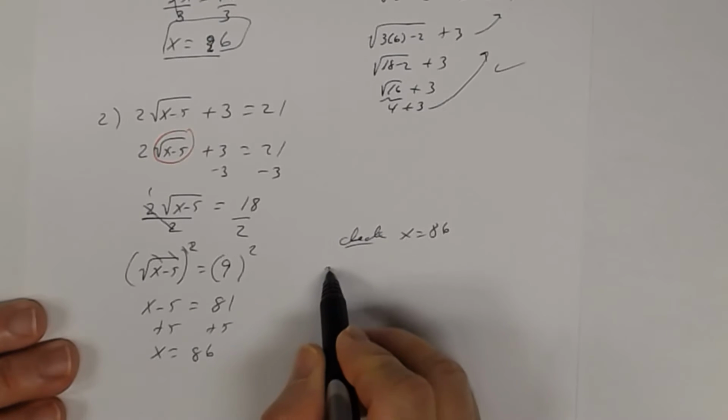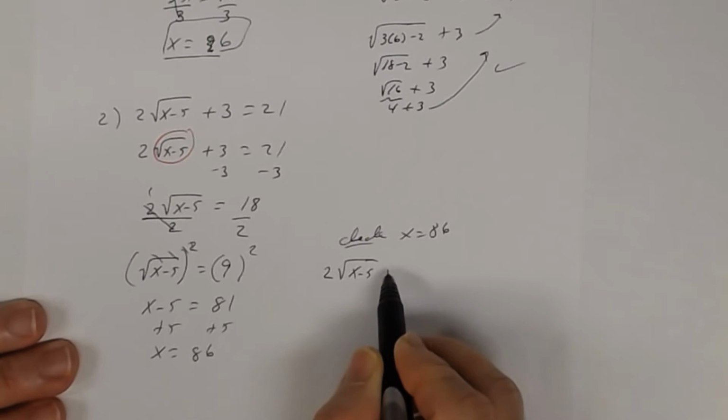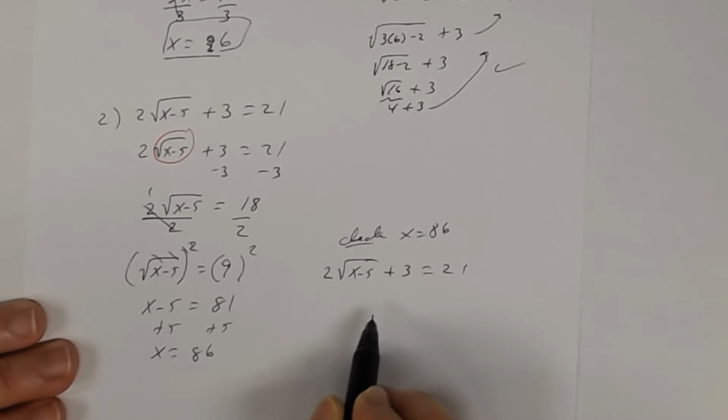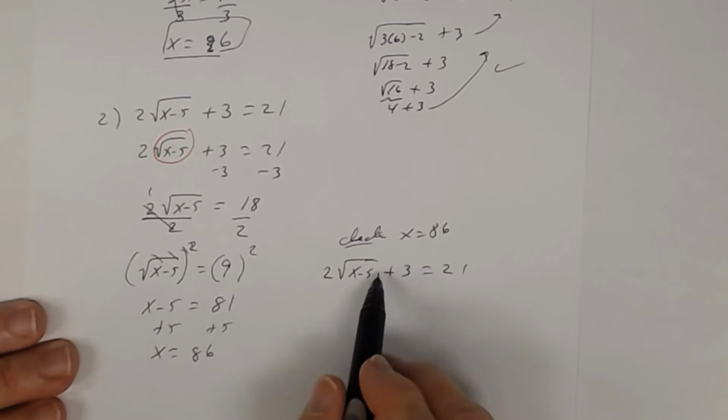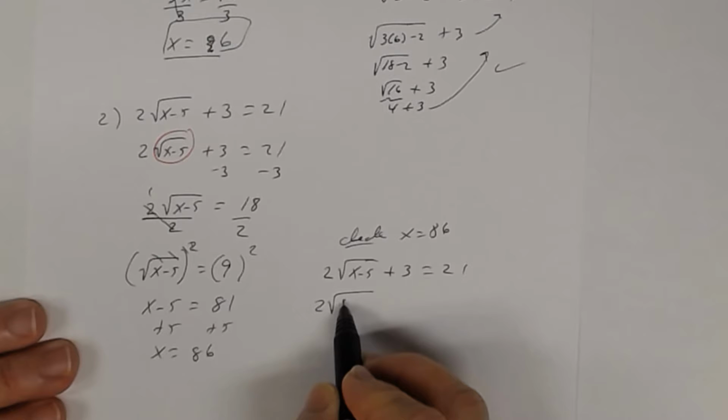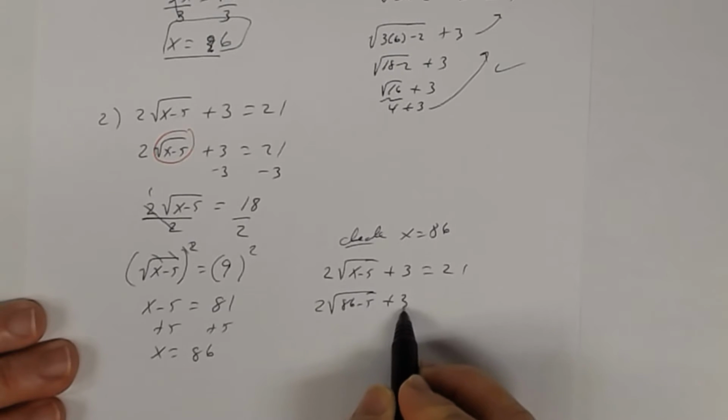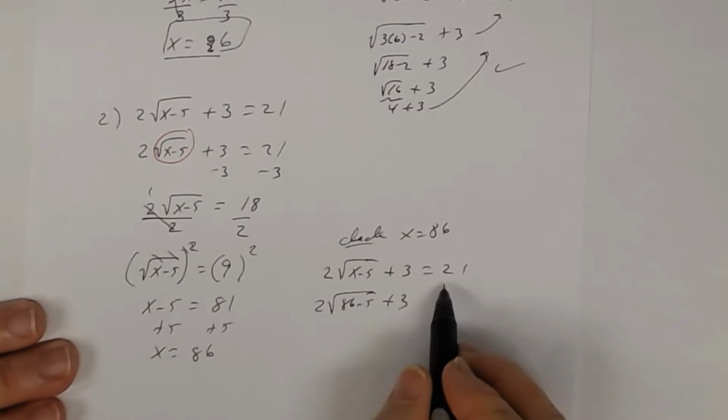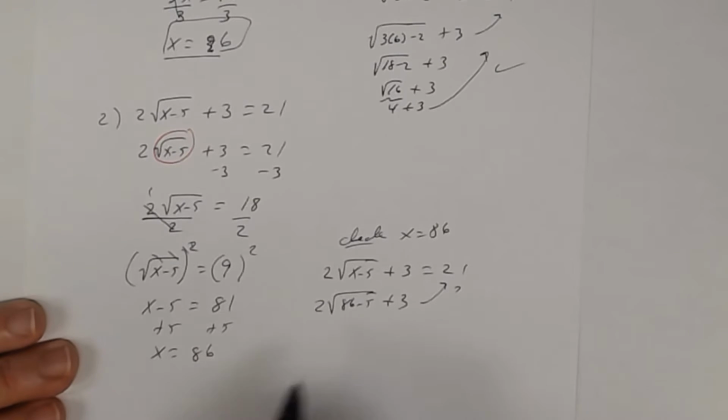So just go back to the original, which is 2 times the square root of x minus 5, plus 3, equal 21. And wherever we see the variable x, I'm going to substitute 86. So I get 2 times the square root of 86 minus 5, plus 3. All right, and then I want to see if that's going to equal that 21. So that's what I'm interested in.